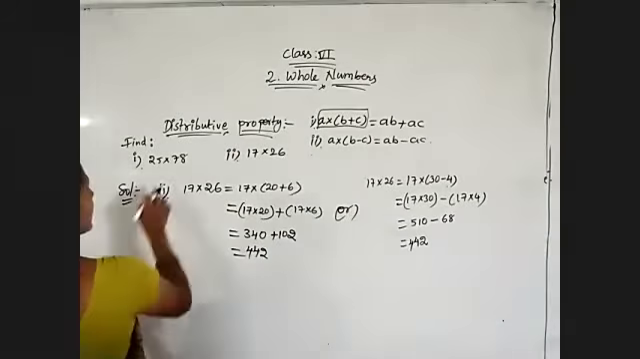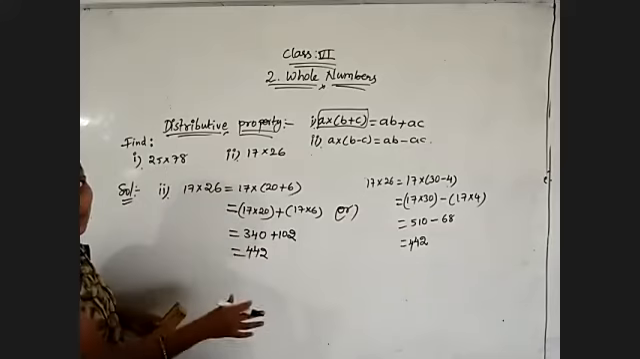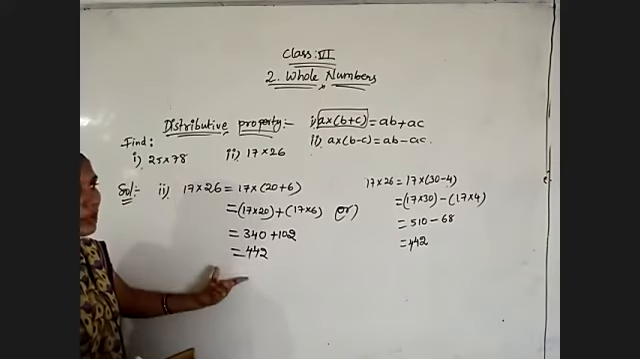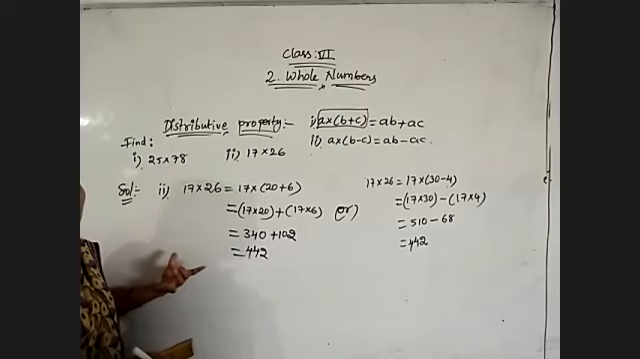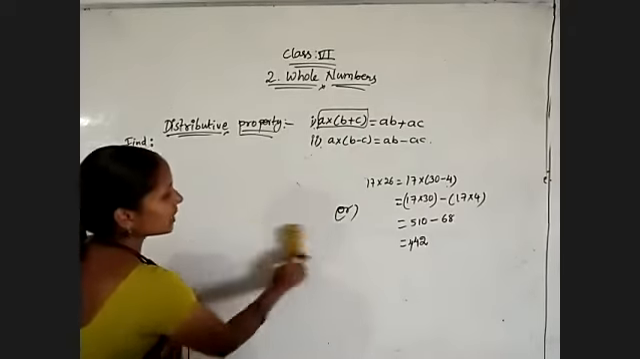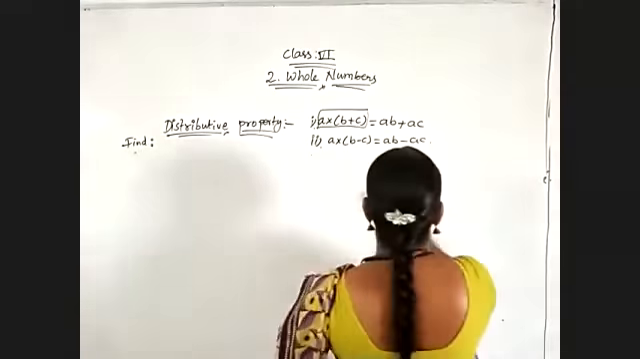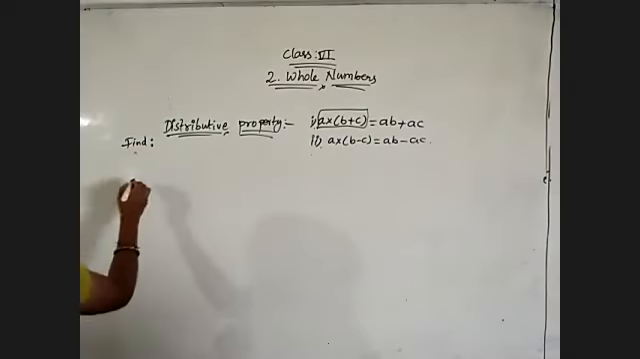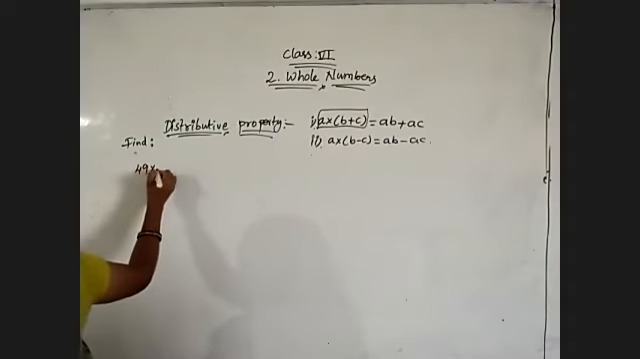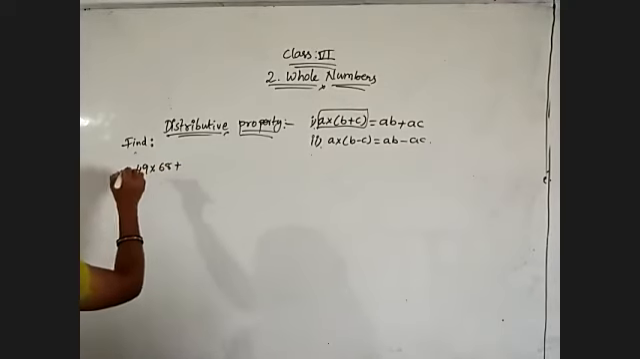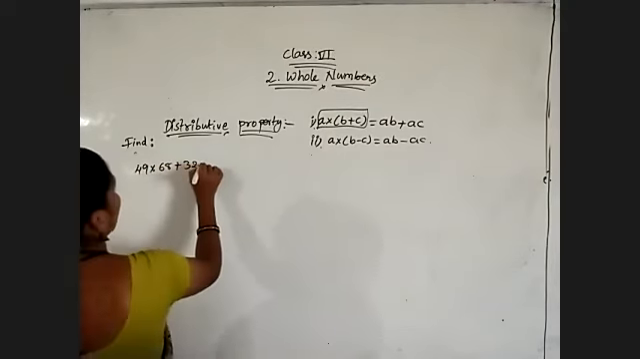So when two numbers are given like this, we need to simplify. Remember, when only two numbers are given like this, we have to use the distributive property by expanding any of the numbers. Now, in another case, another type of question, another situation: 49 into 68 plus 32 into 49.